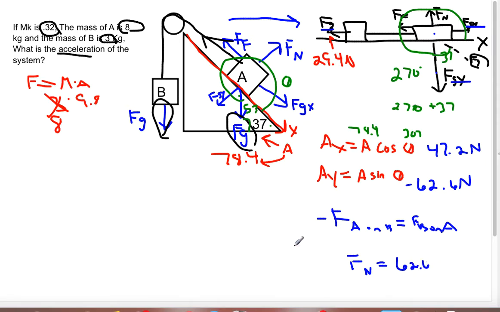And I know from one of my other equations that my force of friction, which we'll call F of F, is going to be equal to my force of normal times my coefficient of friction. So I'm going to take my force of normal that I just found, I'm going to multiply by 0.32. And I'm going to find out that my force of friction is equal to 20.0 newtons.